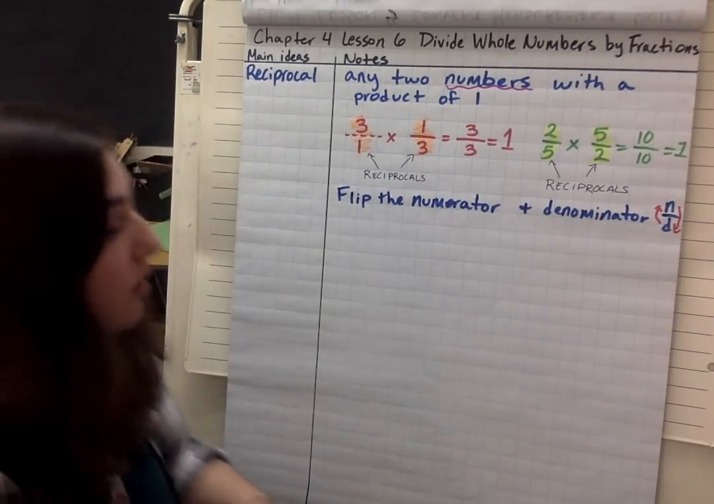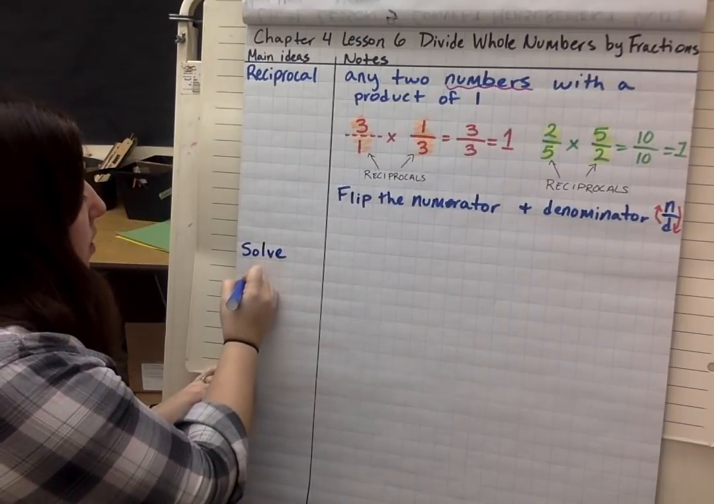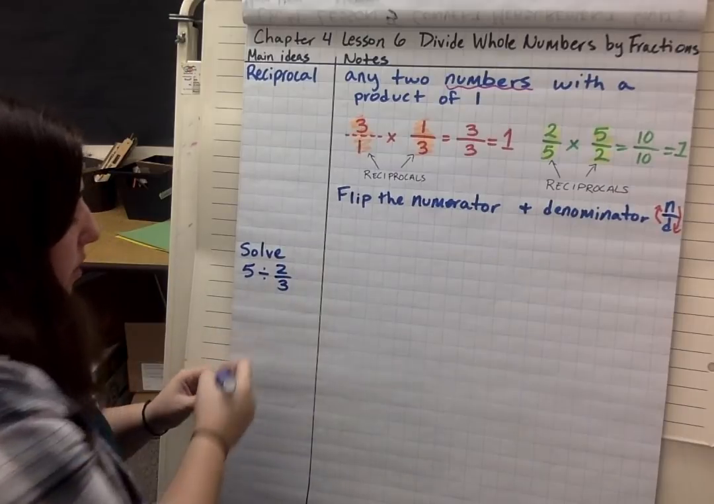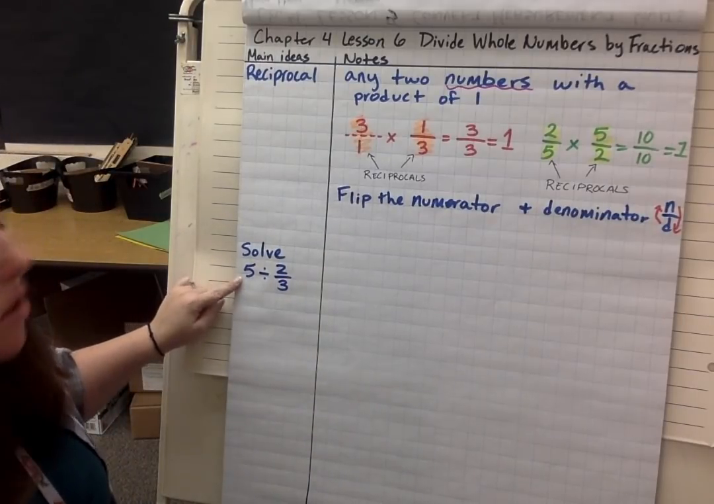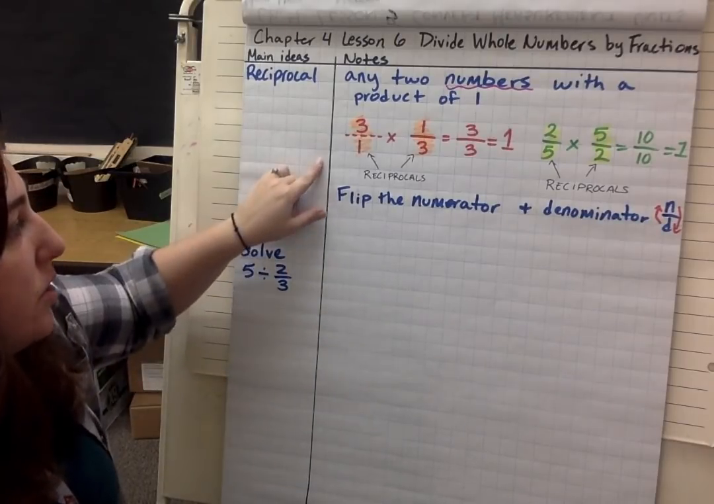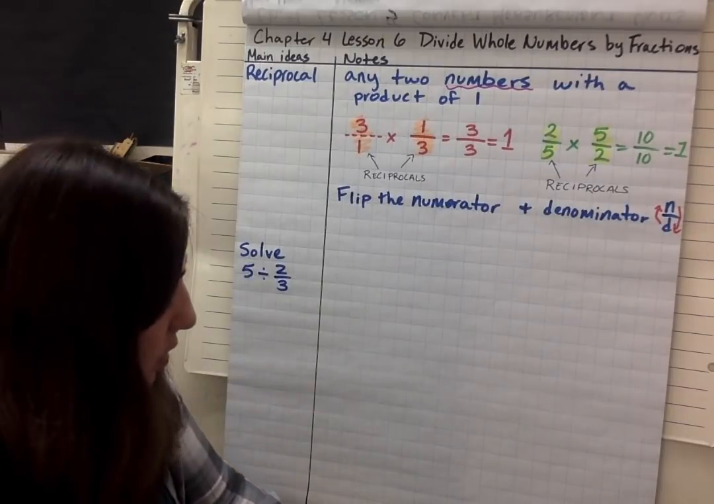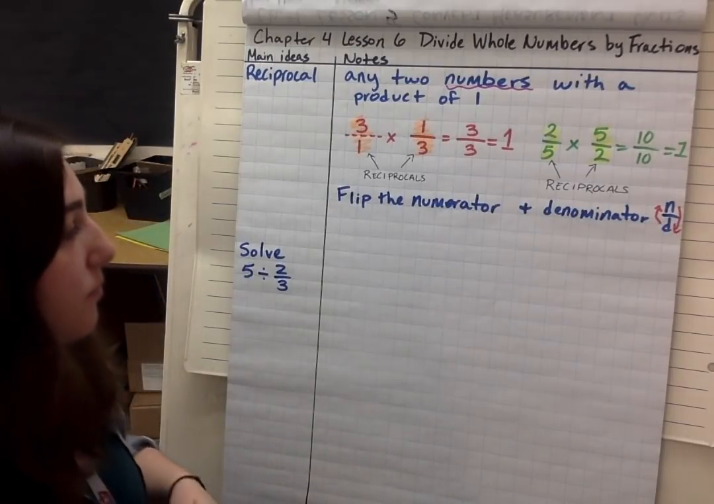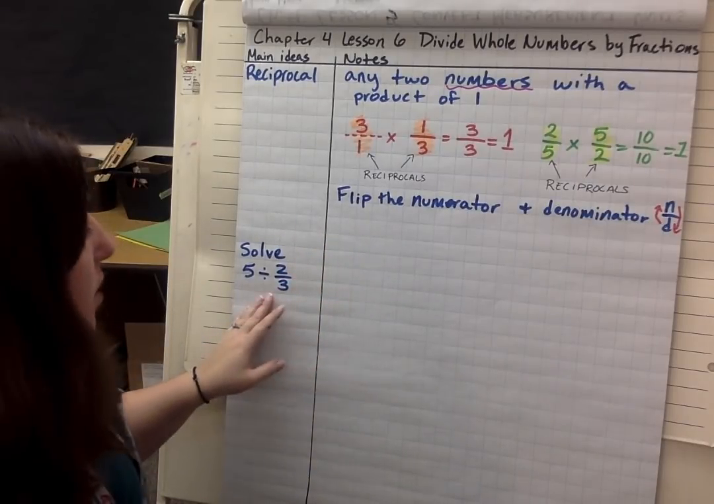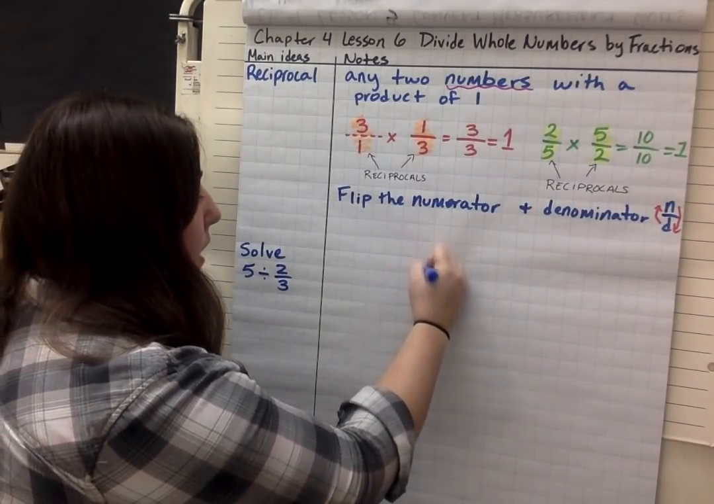Let's solve 5 divided by 2/3. Okay, so this is a whole number divided by a fraction. And we're going to use the strategy of using reciprocals to solve, okay? One strategy I want us to use is going to be this one. We're going to change this. We're going to rewrite this, and this is how we're going to do it. So let's write rewrite.